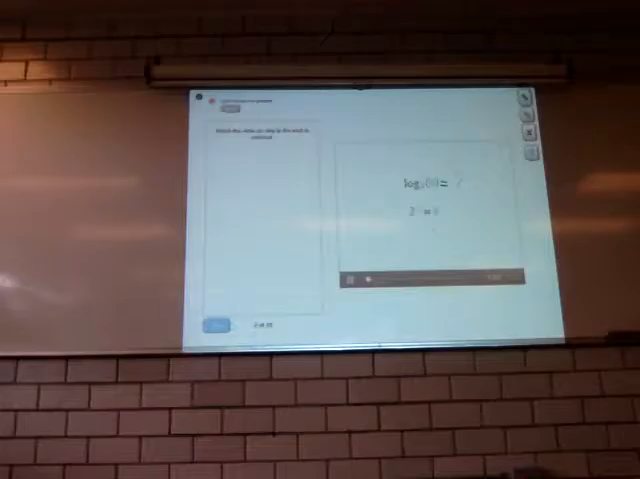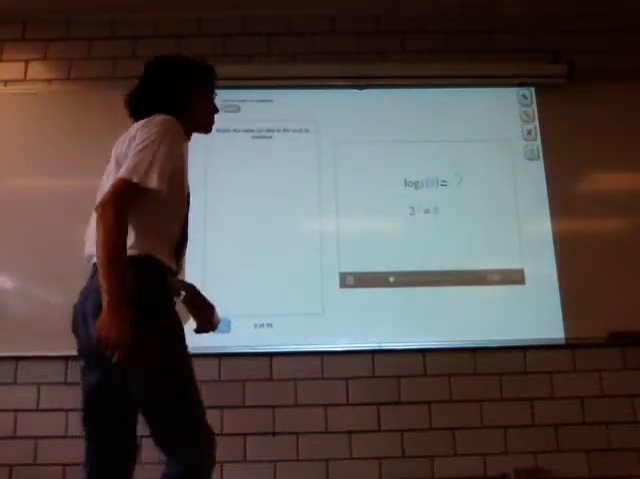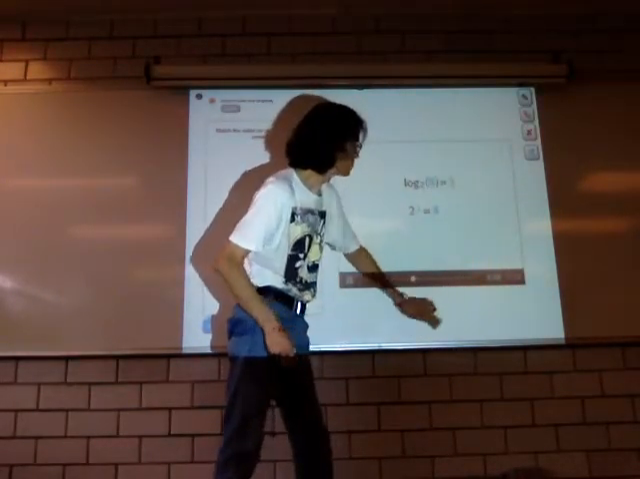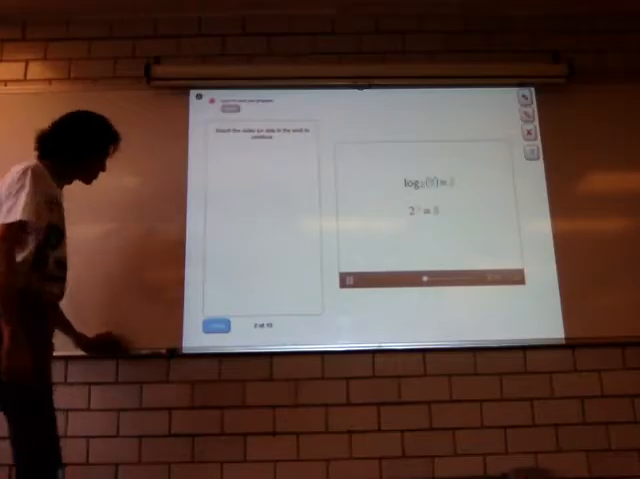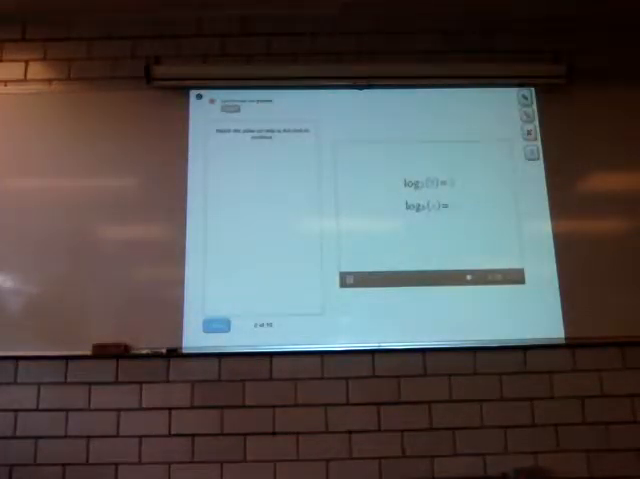Correct. Right, it's 3, since 2 to the third power equals 8. That means that the log of 8 base 2 is 3. Let's leave that equation up there. Next question. What's another way to write this equation? Log of x base b equals y.